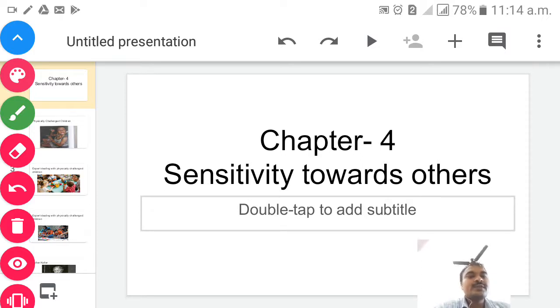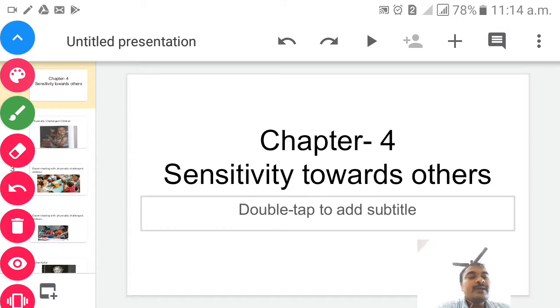Today, we are going to start the new chapter, that is chapter number 4, sensitivity towards others. Children, we are in class 4. We have studied how to care for the older members of our family, and as well as we have seen how to give respect to the visually impaired and hearing impaired children.